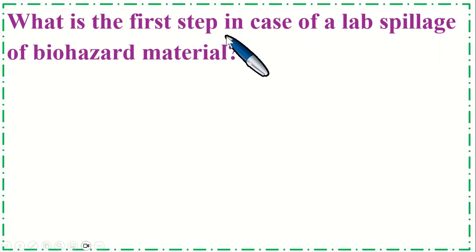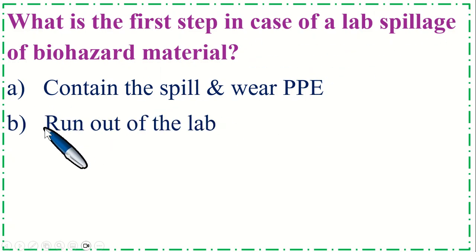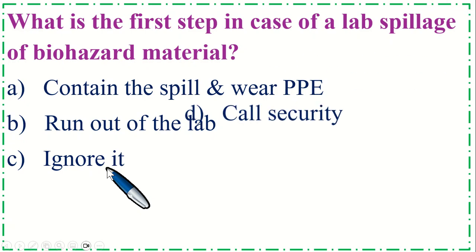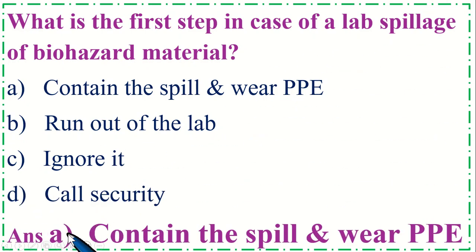What is the first step in case of lab spilling of biohazard material? Option A, contain the spill and wear PPE. Option B, run out of the lab. C, ignore it. And option D, call security. So the correct option is A, contain the spill and wear PPE.